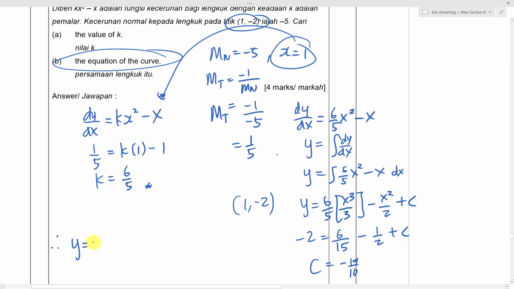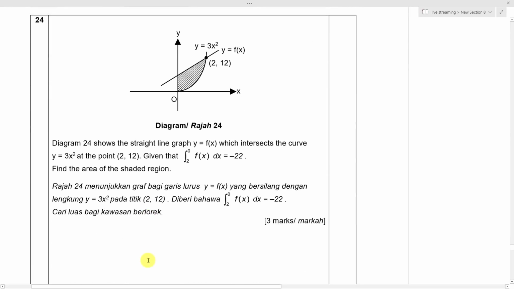Therefore, my equation of the curve will be y equals 6x cubed over 15 minus x squared over 2 minus 19/10. This is how we get the equation of the curve here. And I hope it's correct. If it's wrong, just let me know.